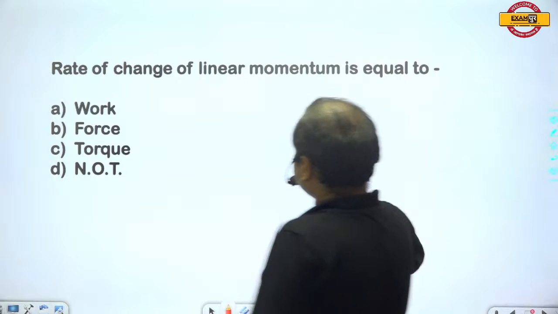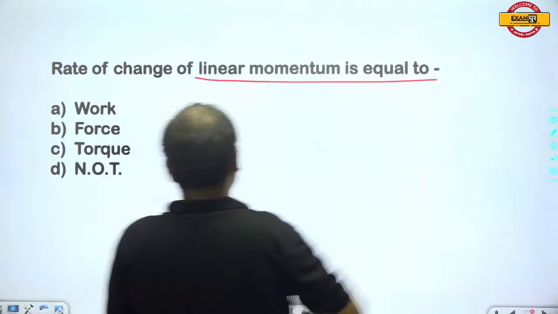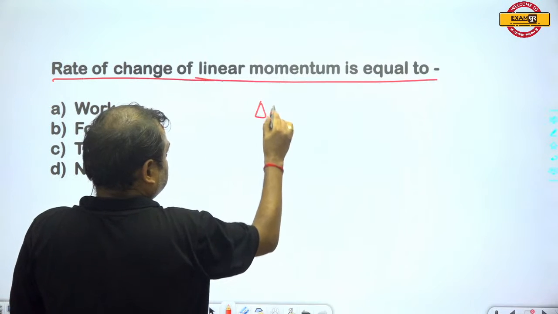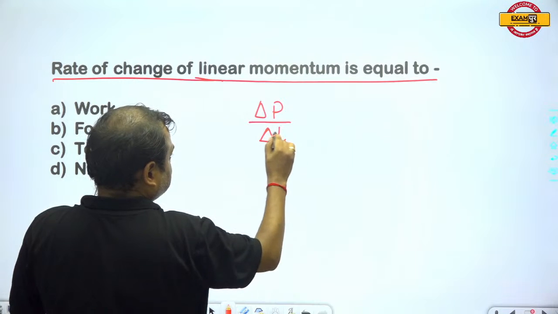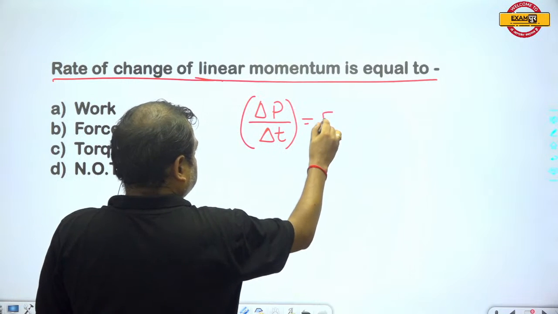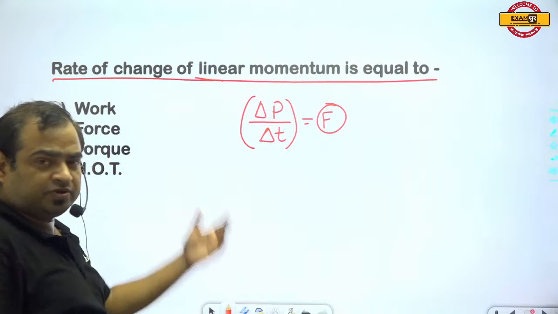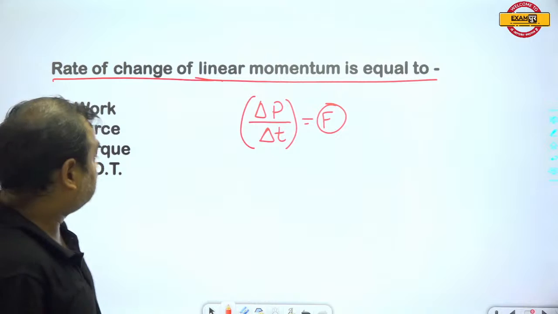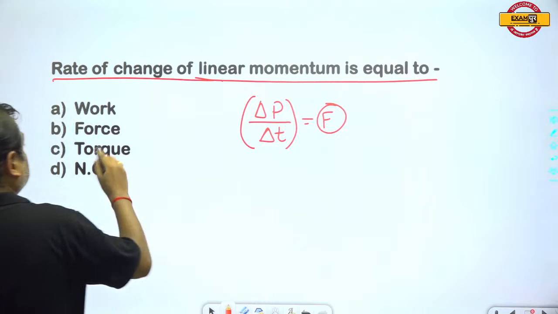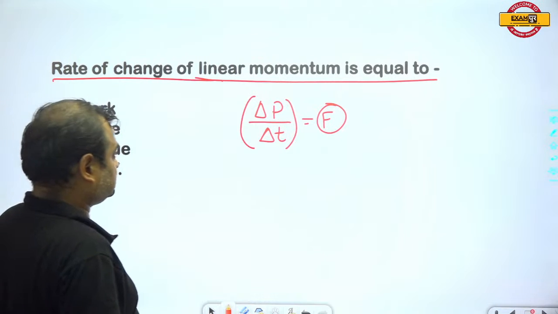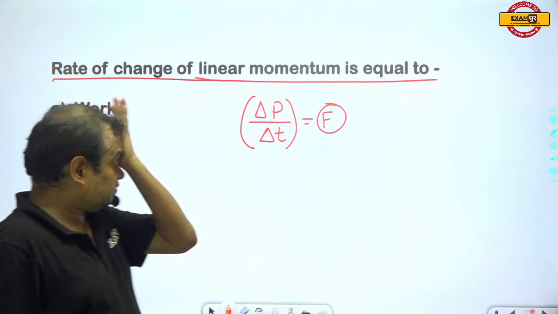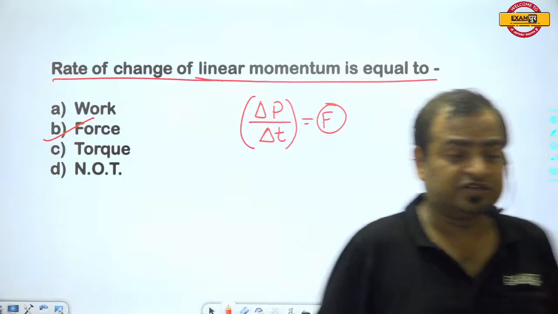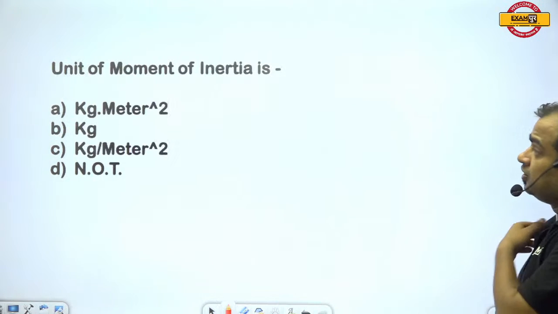Rate of change of linear momentum means delta P upon delta T. I will explain this in the laws of motion. I have already explained this topic in physics, and you can watch my video lectures on the same channel. You are watching this video live. So rate of change of linear momentum is equal to force, the value of force.